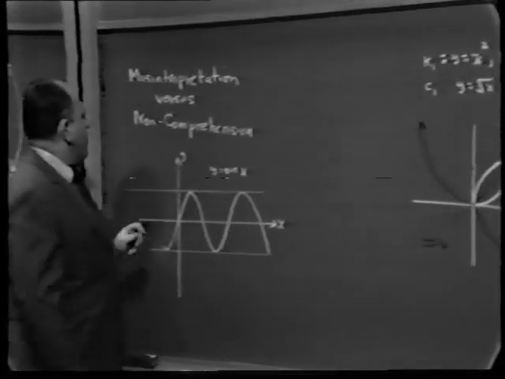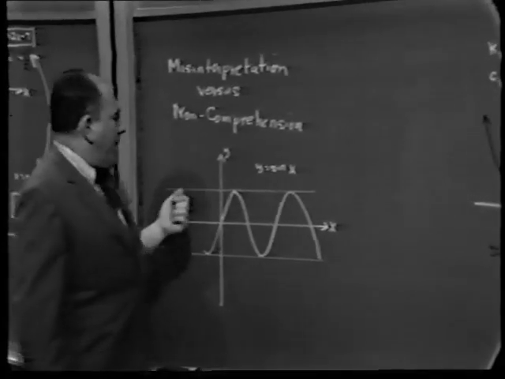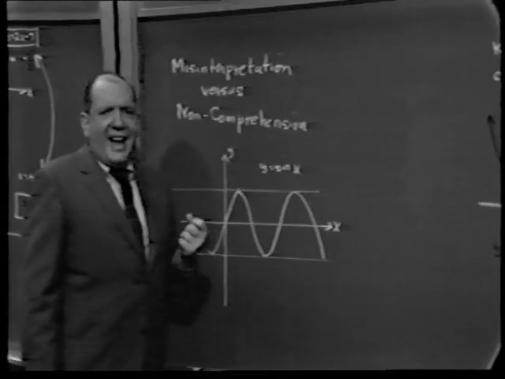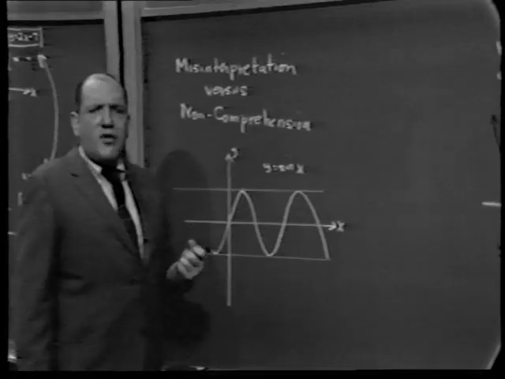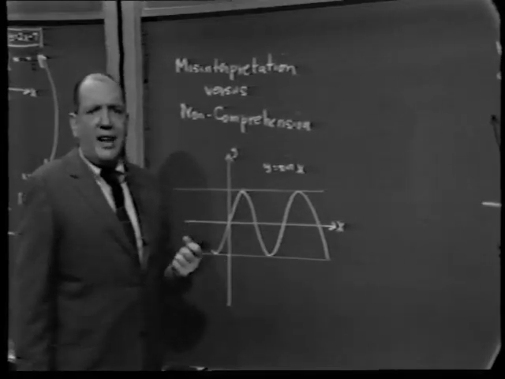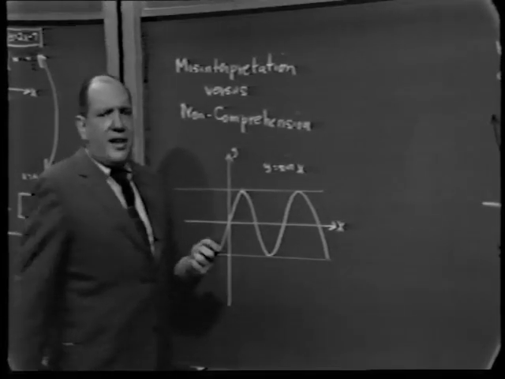It's called misinterpretation versus non-comprehension. If you don't understand what something means, there's no danger you're going to misinterpret it. The danger is when you think that you know what something means and you have the thing twisted around. You see, the idea is this.